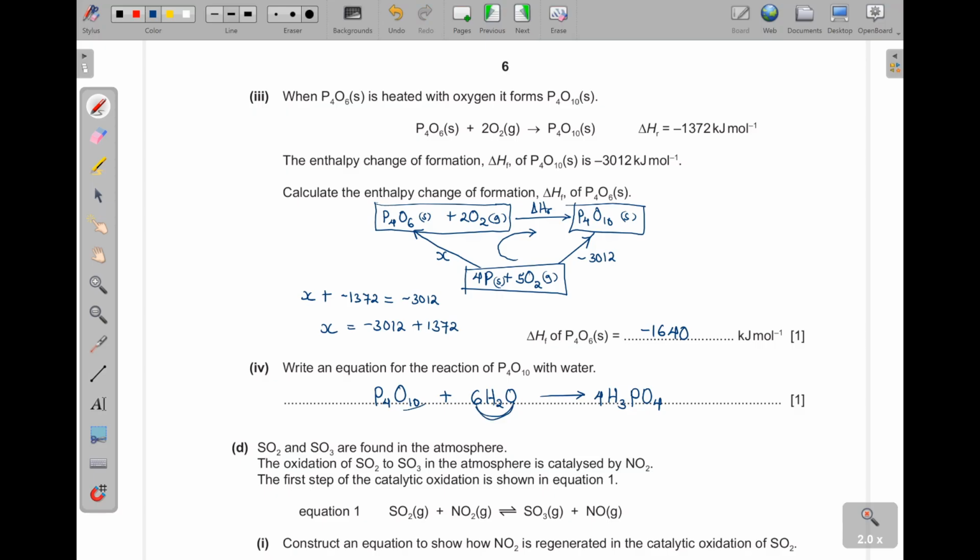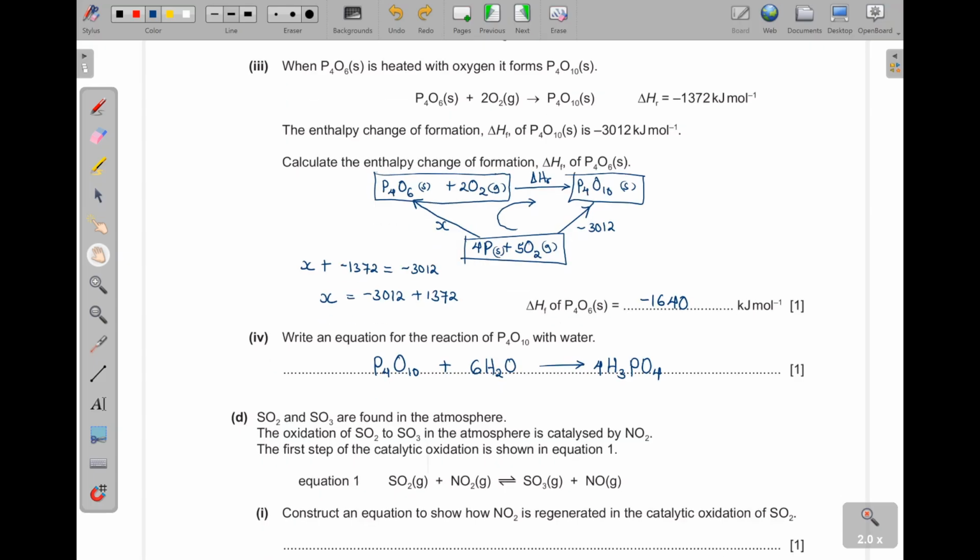Oxygen is 6, then plus the 10, that is 16. Then 4 here times the 4, that is 16, so it's balanced. Remember, an equation must be balanced for it to be correct.